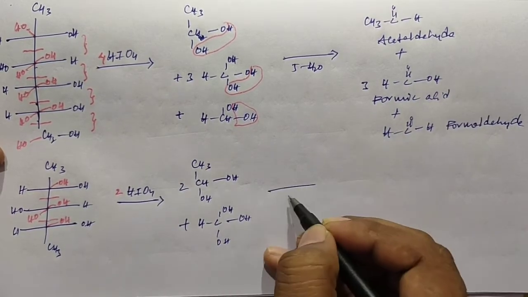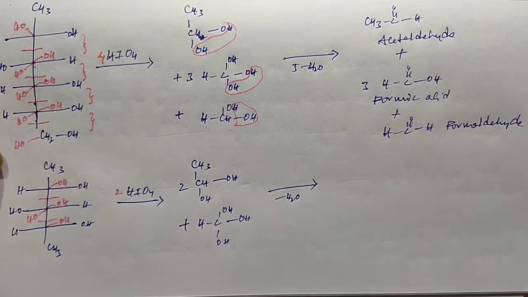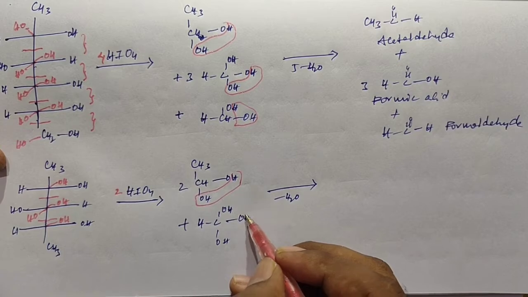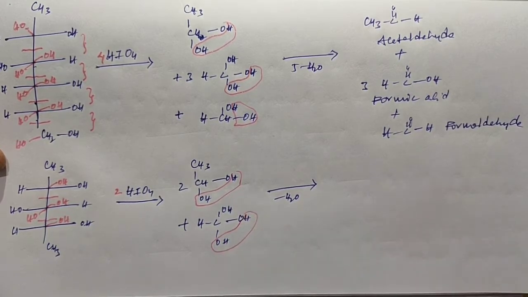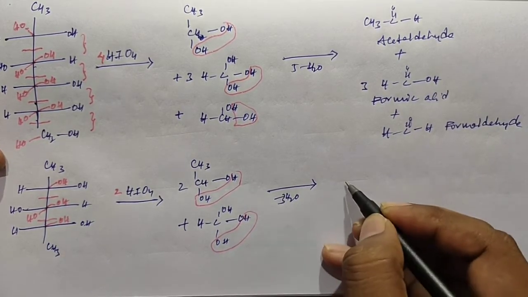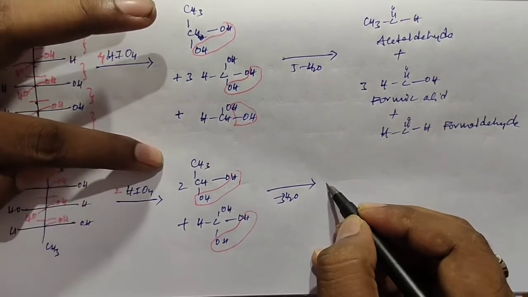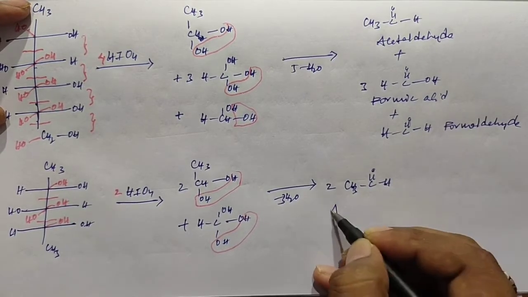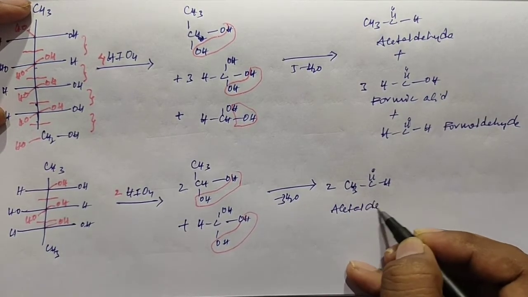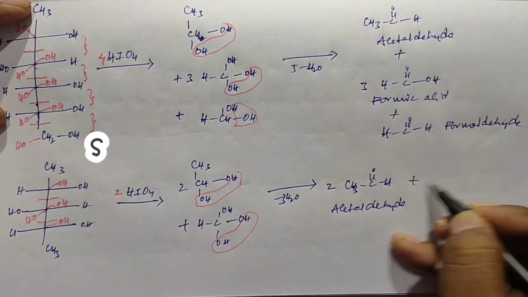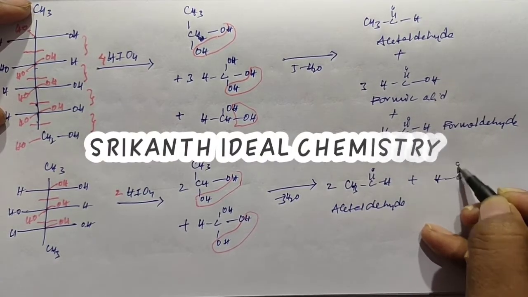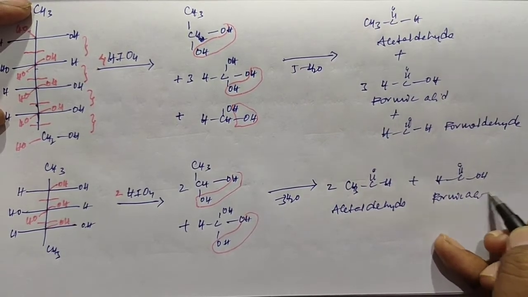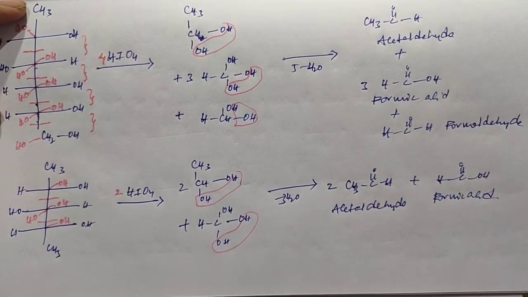After dehydration, loss of water molecule, here 2 water molecules can be removed. Why? Because 2 moles, and here 1 mole of water molecule can be removed. So totally we lost 3 moles of water molecule. We got the first one as acetaldehyde. This is acetaldehyde, and the second one is formic acid. So this is the way of conversion.